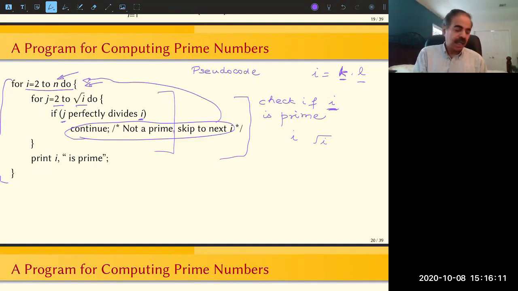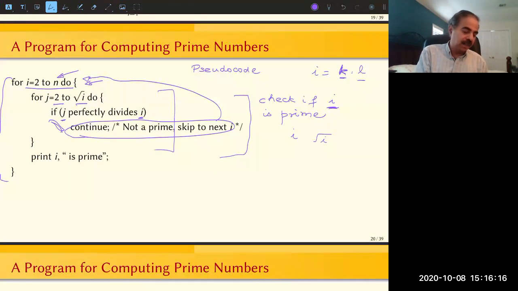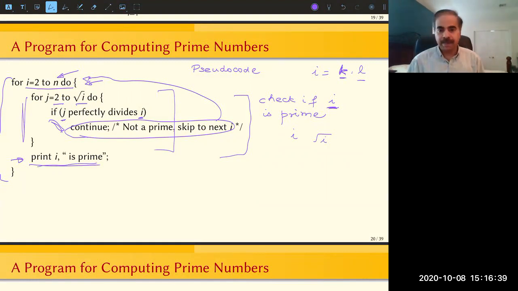Okay. Now, if you never get through here, then you will finish executing this loop, and you'll come here, and that means all the numbers you tried so far, none of them divided the number, and then you print that. Okay, that means it doesn't have any divisor, so it is prime.